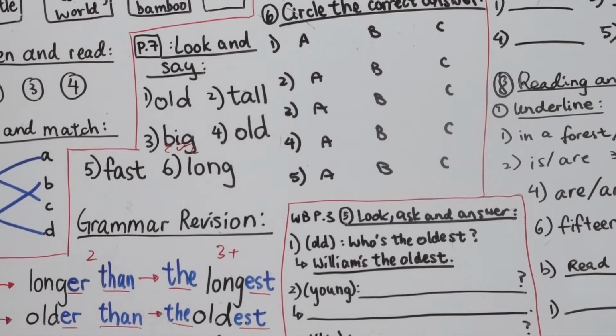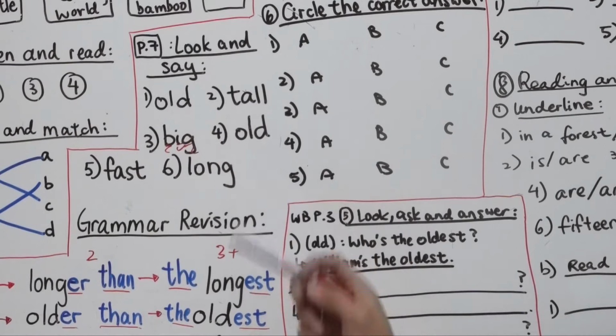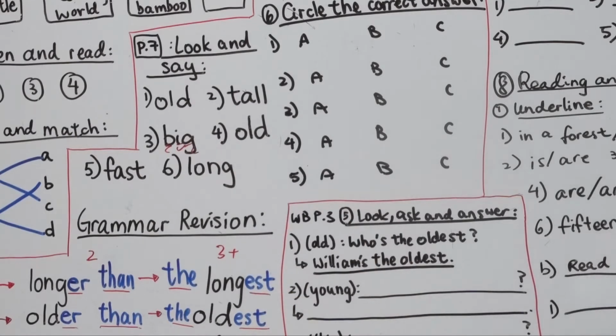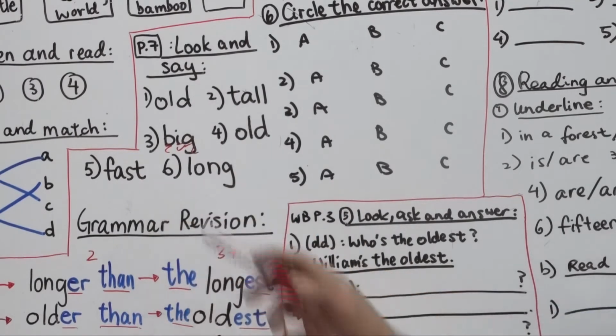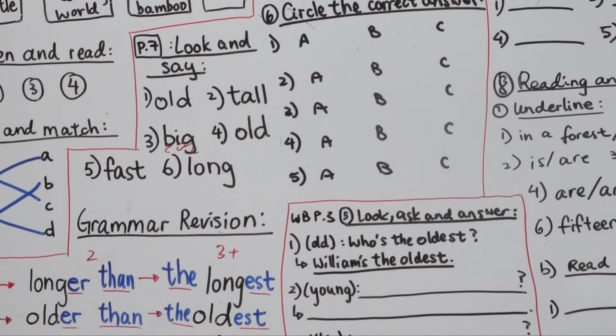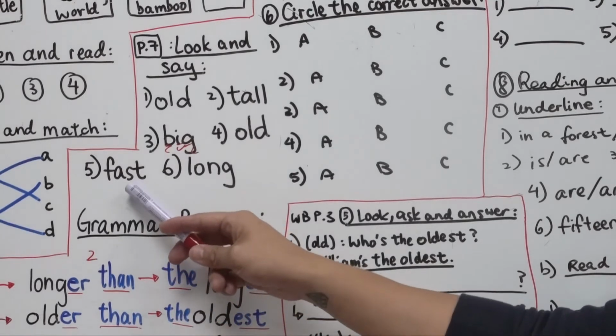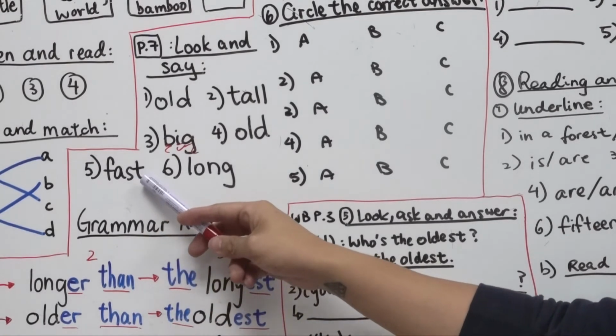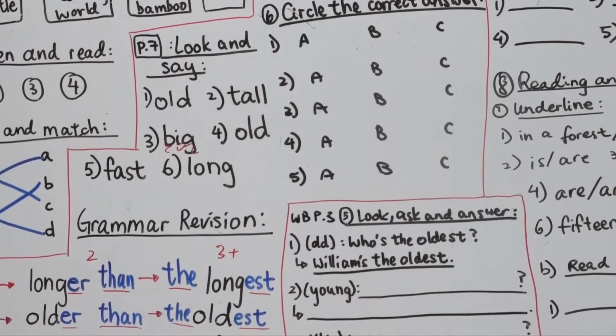The turtle is the oldest in the ocean, maybe, right? Oldest in the ocean. Alright, what about number 5? Fast. The cheetah, not cheater, okay? Cheetah. Alright, Crystal, can you say with me? Cheetah. Cheetah. Good. The cheetah is the fastest. The fastest in the park.